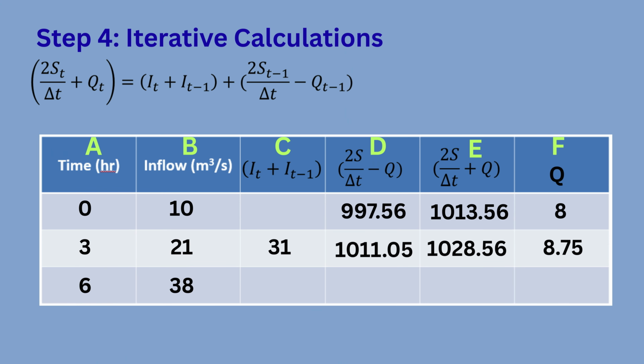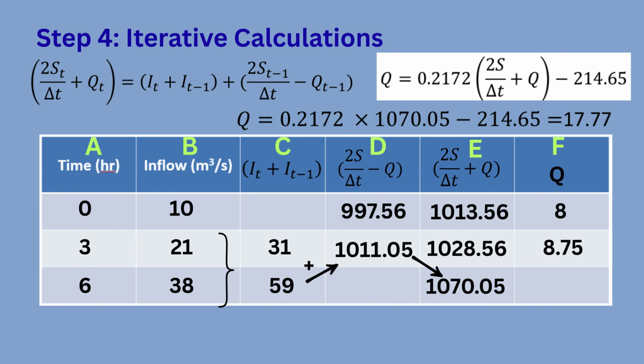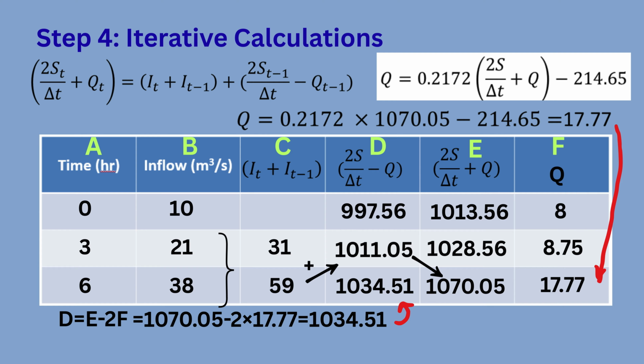Let's do one more row. First, the 2 inflows, 21 plus 38, will give us 59 cubic meters per second. We add 59 to the previous 2S over delta T minus Q of 1011.05, which gives us 1070.05 cubic meters per second. We then refer to the storage function to get the corresponding Q. This gives us 17.77 cubic meters per second. Finally, we find the value of column D. 1070.05 minus 2 times 17.77, which gives us 1034.51 cubic meters per second.